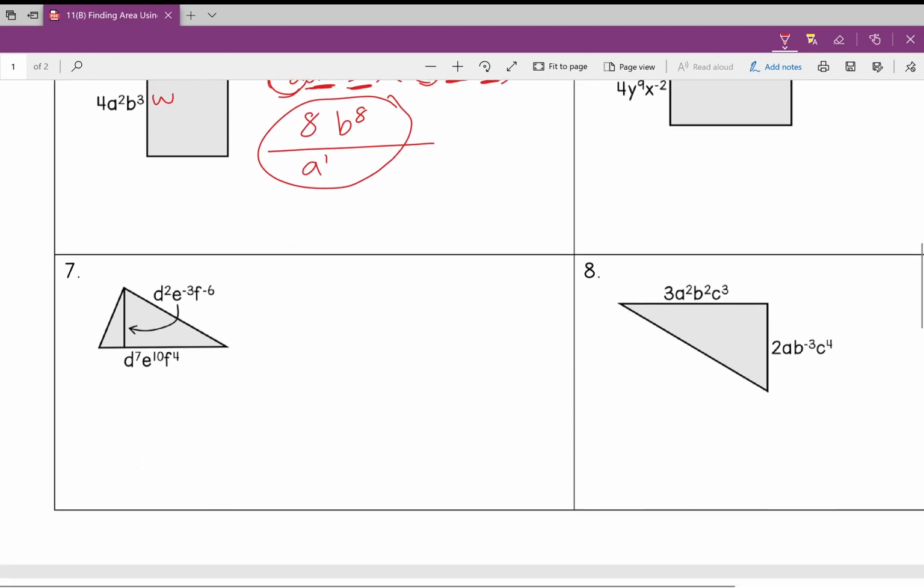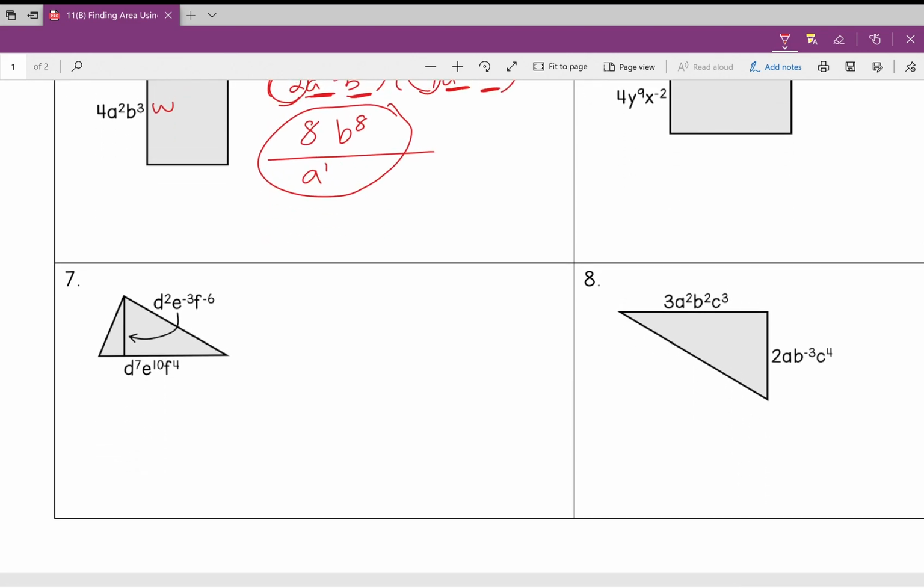Okay, let's look at number 7. Number 7, again, is the area of a triangle. Remember, area of a triangle is area equals 1/2 base times height. Here's our base. Here's our height. This is area equals 1/2 base, which is d to the 7th, e to the 10th, f to the 4, times height, d squared, e to the negative 3, f to the negative 6.